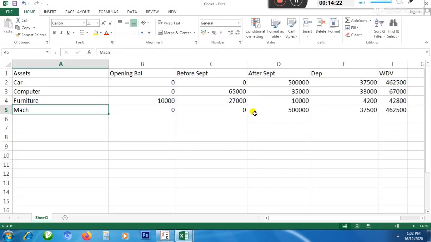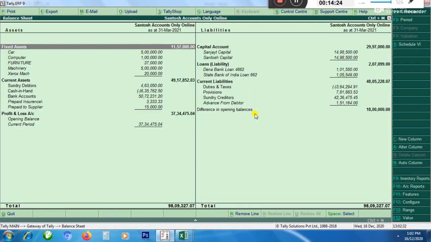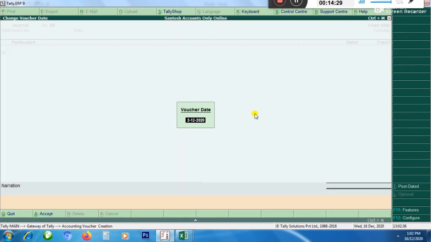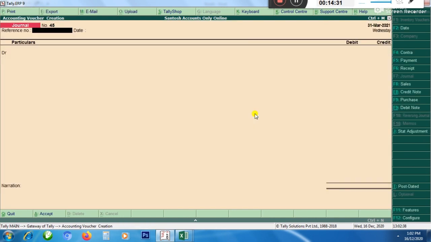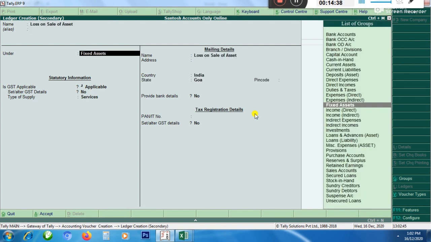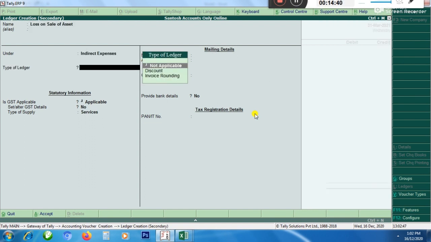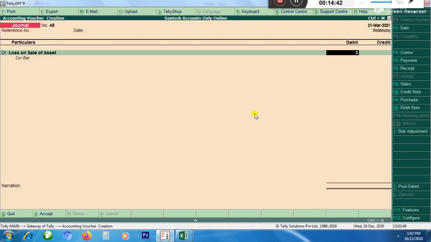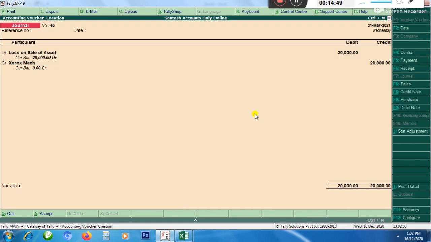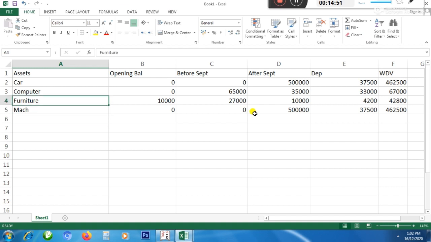So I will not find out the depreciation in case of the Xerox machine, but in accounts I'll pass the journal entry on 31st of March: loss on sale of asset under indirect expenses, remember. Debit 20,000 as loss, and credit Xerox machine. That's it. This is the way you have to prepare the depreciation report.